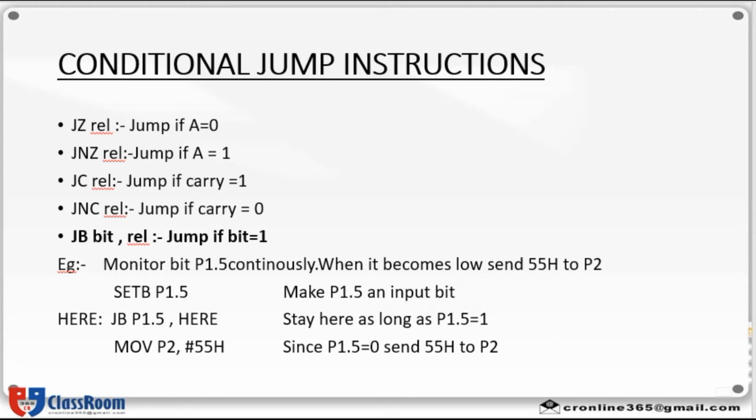So, monitor bit P1.5 continuously. You have to stay here as long as this P1.5 bit is equal to 1. If P1.5 bit becomes 0, you have to send a value 55 to port 2. By using the instruction MOV P2, #55H, we can send this value 55 to port 2 as P1.5 becomes low.